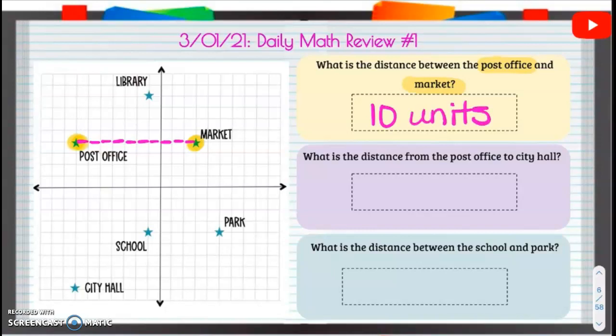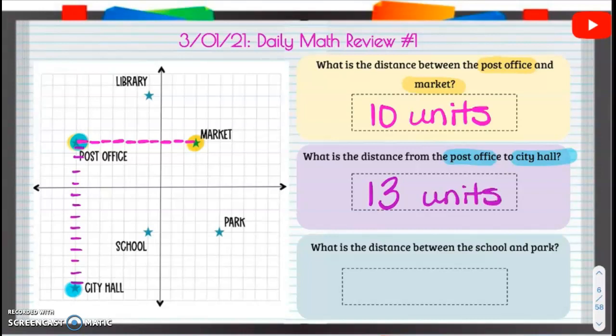All right, what's the distance from the post office to City Hall? So the post office to City Hall, let's see, here's the post office again. Here's City Hall. You have 1, 2, 3, 4, 5, 6, 7, 8, 9, 10, 11, 12, 13. 13 units.